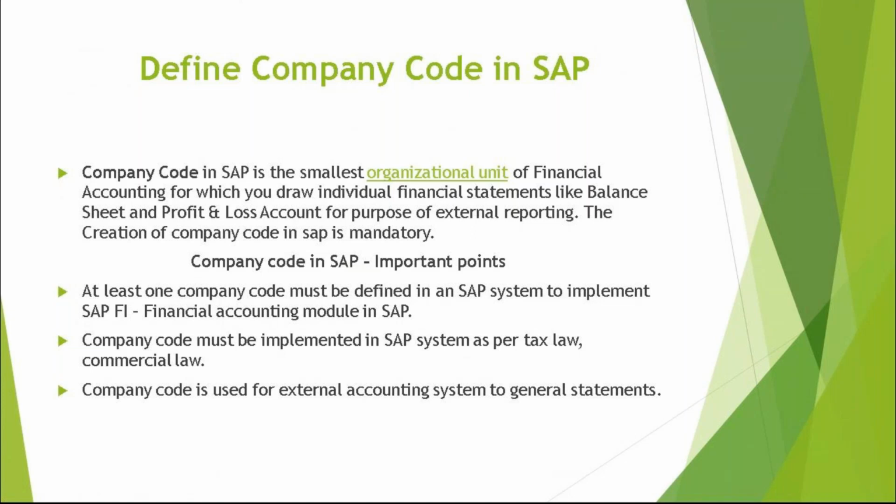So in the beginning, we created a company, that's it, which relates to that particular code. Now what I need to do is, with that same code, I need to process more information of the company. So here, whatever financial accounting transactions you do, that will be defined in the same SAP system. So company code will be implemented in the SAP system as per the tax law and the commercial law. So company code should be used for an external accounting system to the general statement.